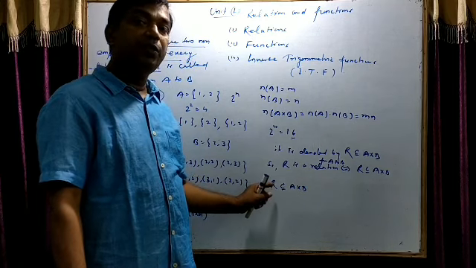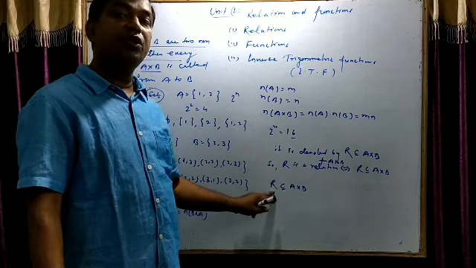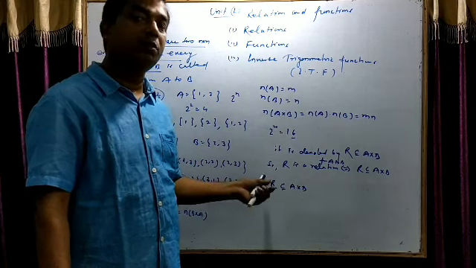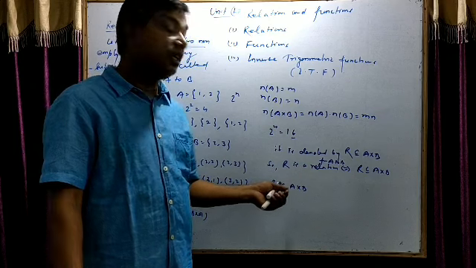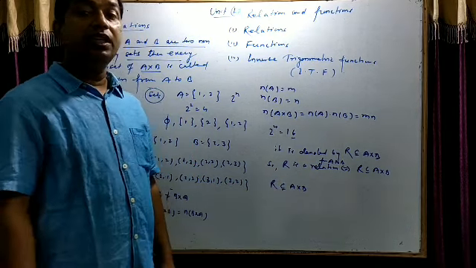It represents, in place of any Cartesian product, sometimes P cross Q, S cross T, M cross N, whatever the Cartesian product is. There, we replace that Cartesian product by the symbol R. Here it is not a real number.